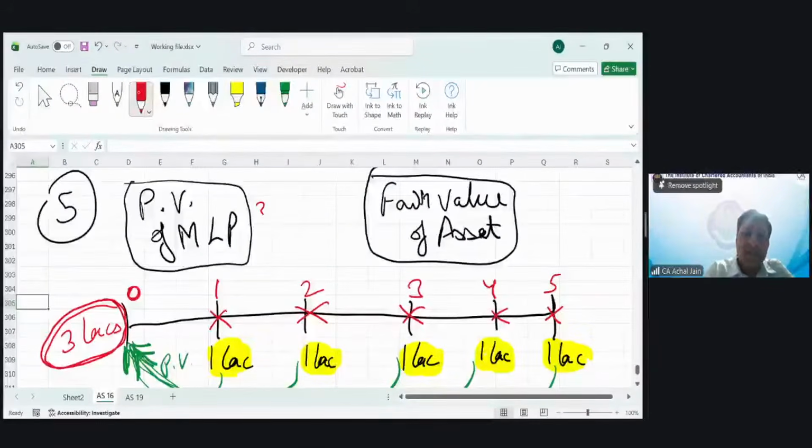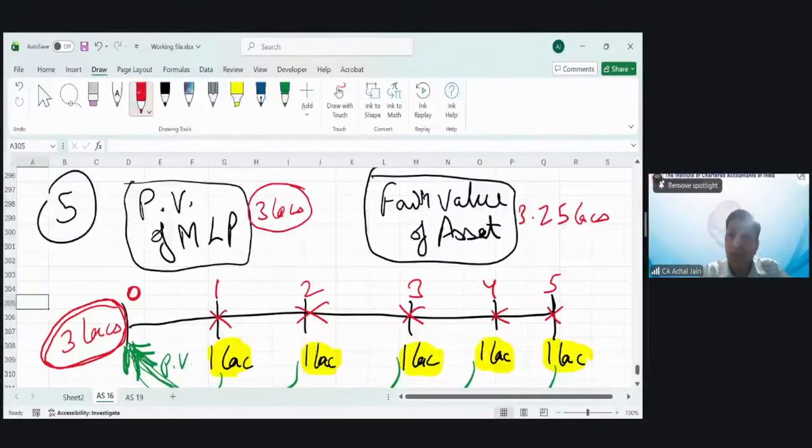Whether this present value of minimum lease payments substantially covers, means substantially is equivalent to, the fair value of the asset. Let's suppose fair value of the asset is 3.25 lakhs. Now here again we have a similar problem. What is substantial is not defined by the standard. It's judgmental, similar to what we discussed earlier. Now whether it's 80%, 90%, 99%, we don't know. So that's judgmental. That's something we'll have to decide.